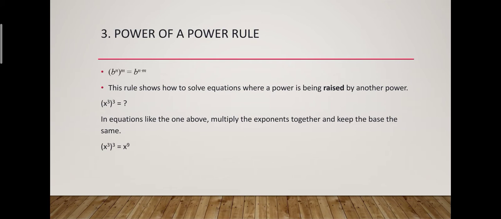Power of a power rule is in the form of b to the n, to the m, is equal to b to the power of n times m. This rule shows how to solve equations where a power is being raised by another power. In an equation like this, multiply the exponents together and keep the base the same. For example, x cubed, to the 3rd, equals x to the 9th.